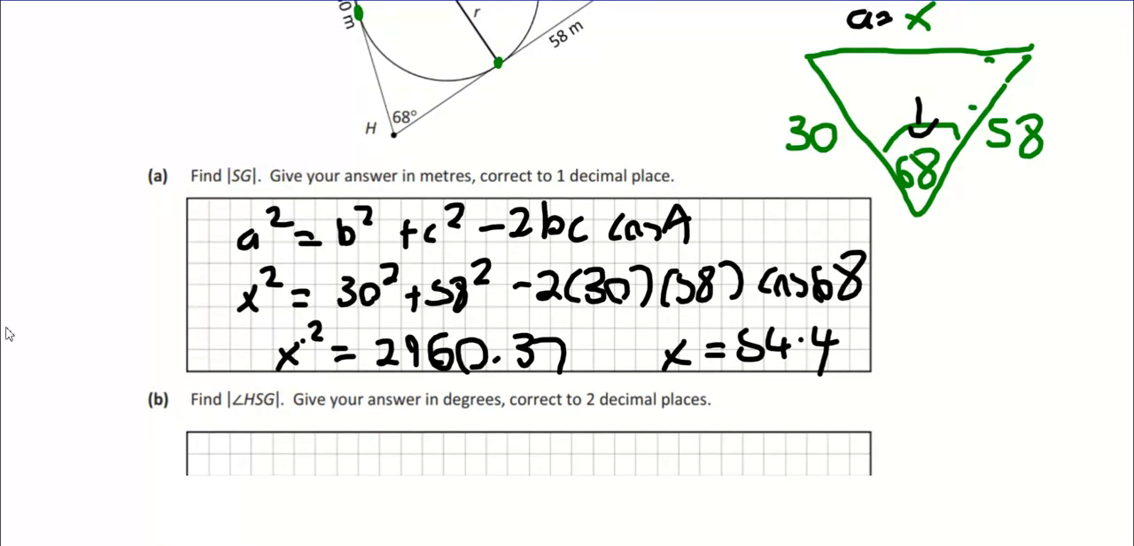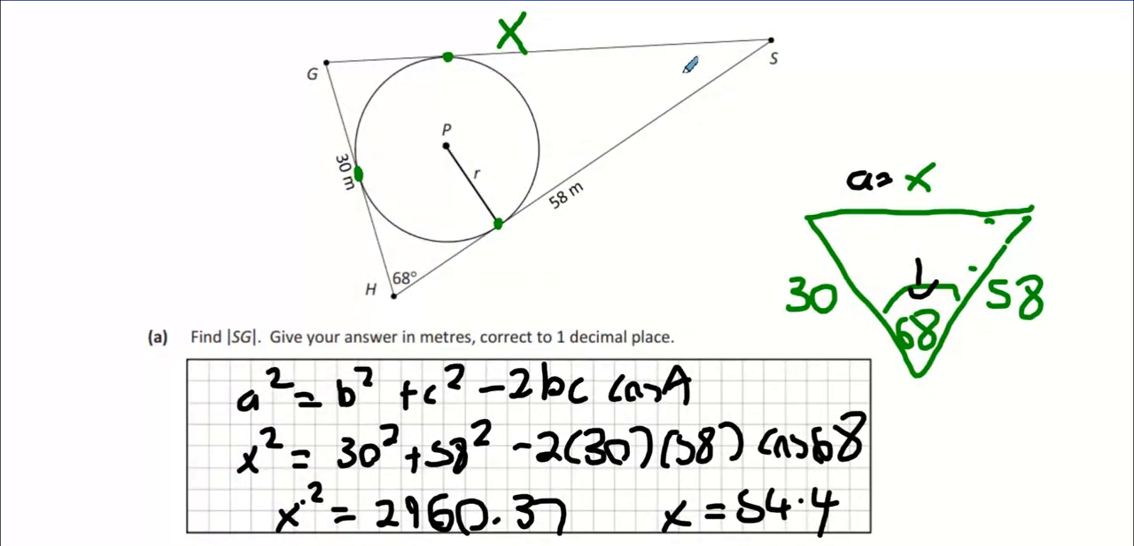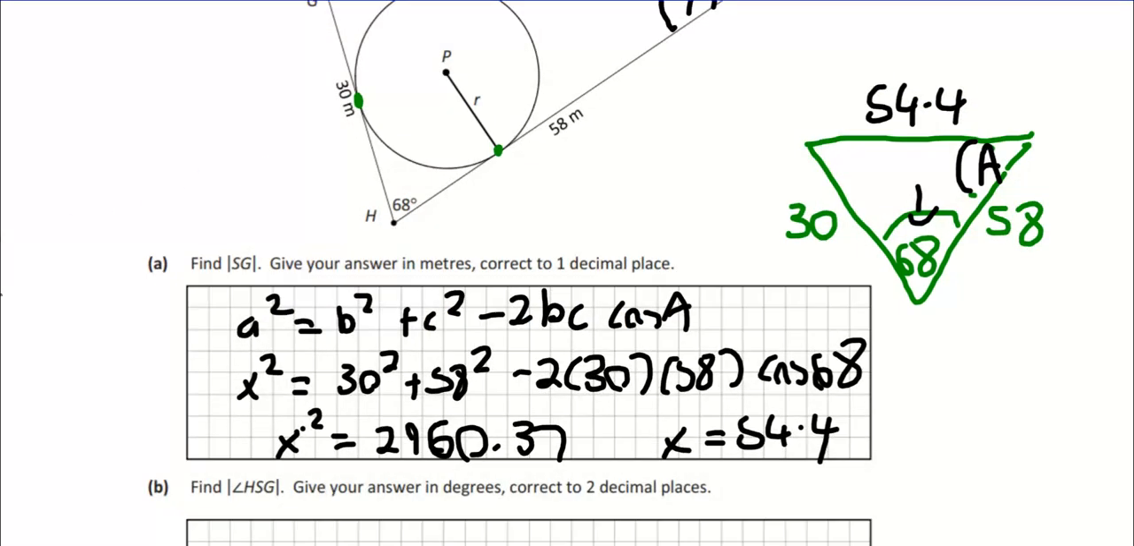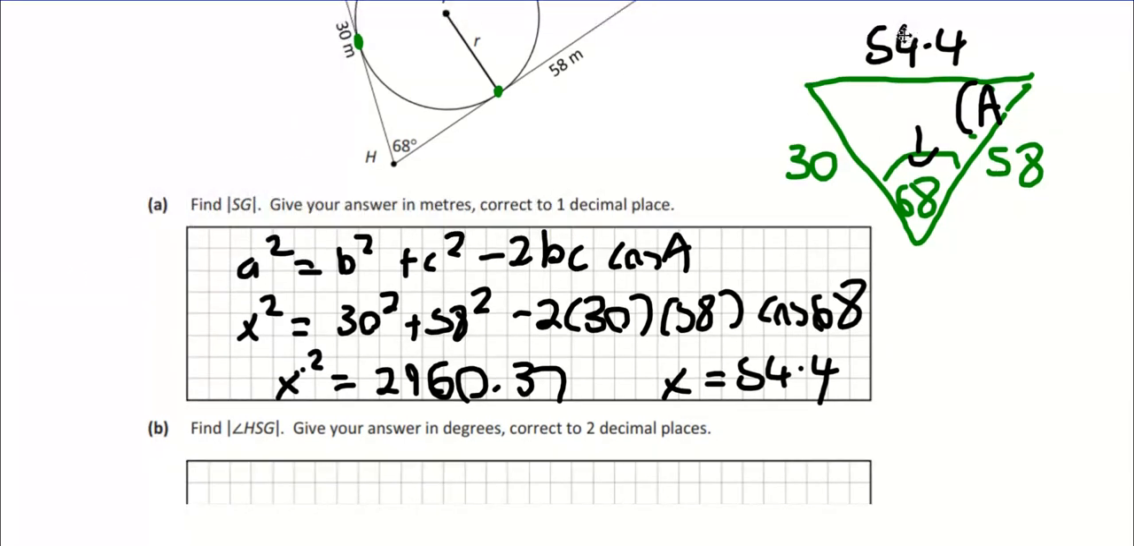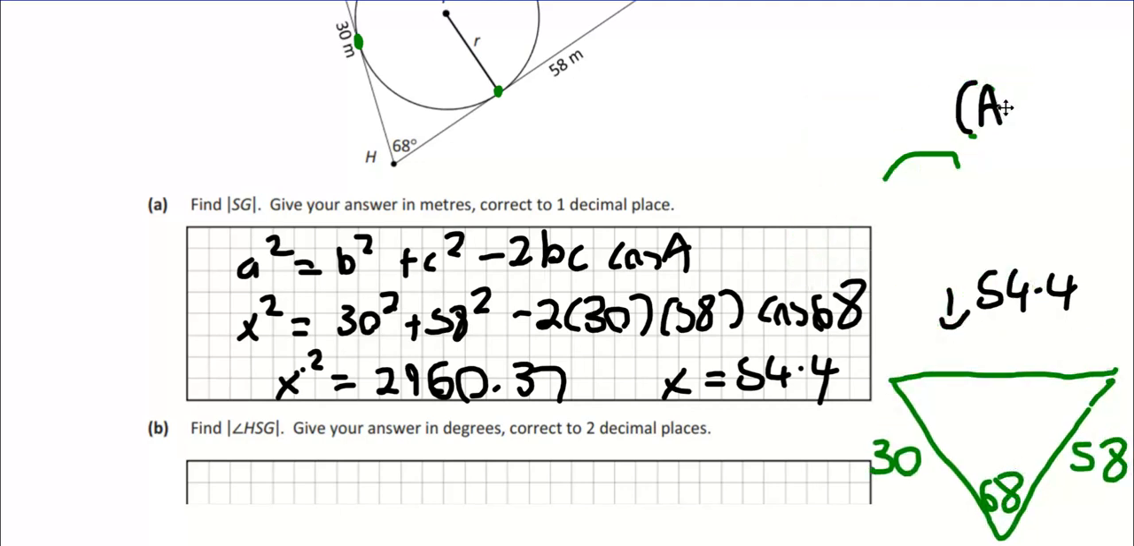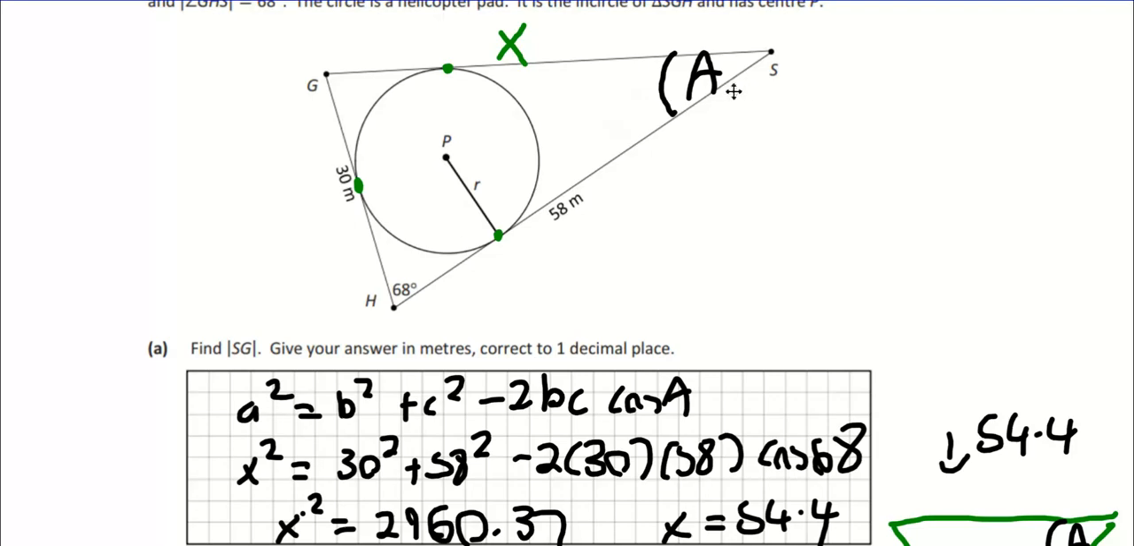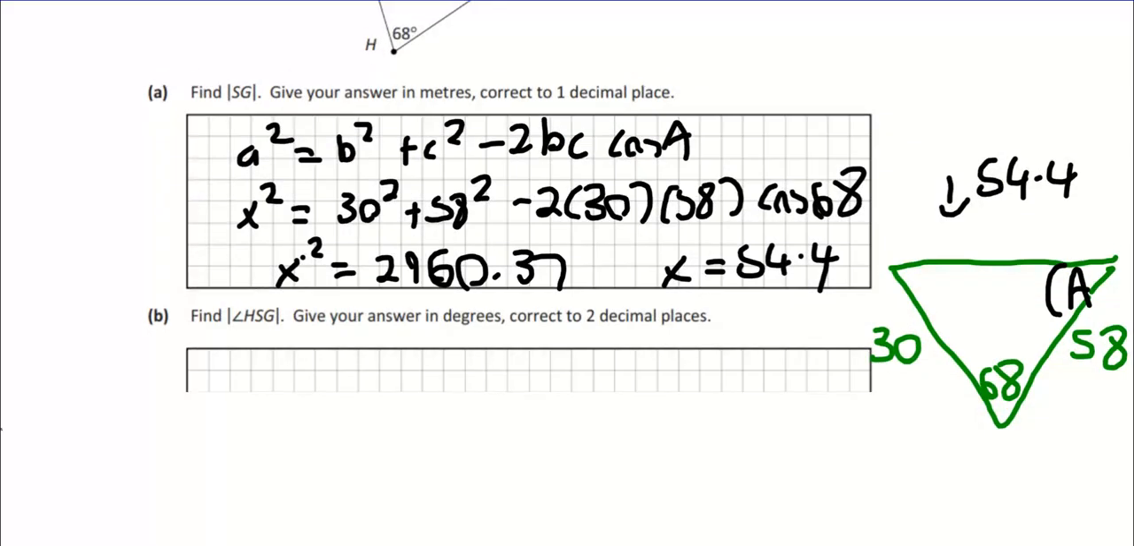Find the angle HSG. HSG will be this angle here. We call it A. Okay, and now we know what length this one is. This one here is 54.4. We can actually try and use the sine rule now. The angle I'm looking for is this A on the top right, which is S. This angle A here is the same as this one down here.